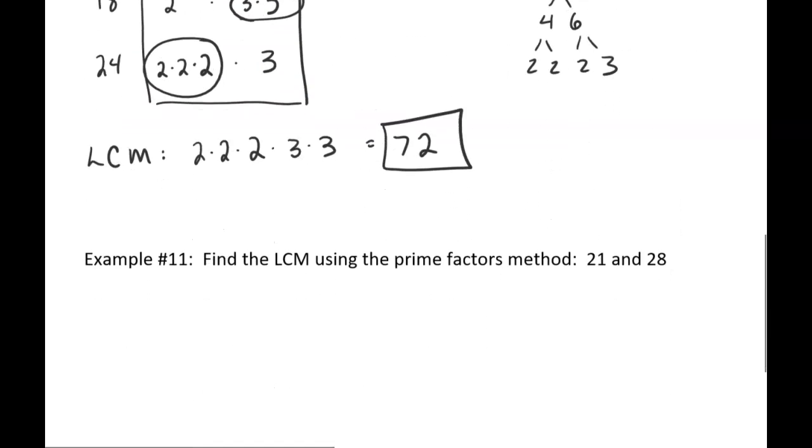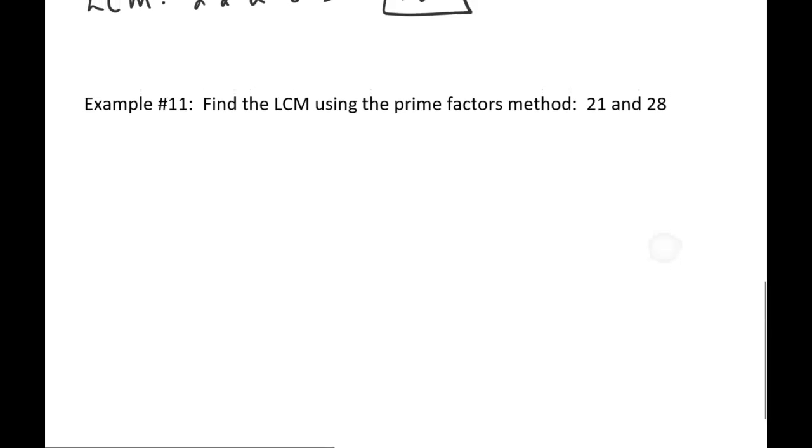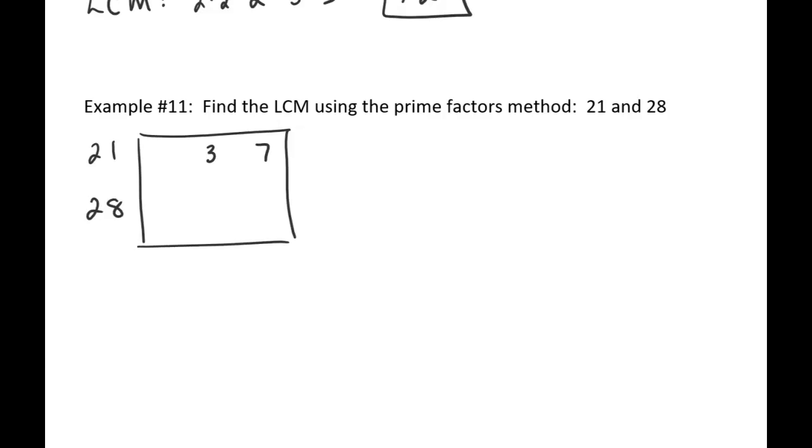Okay, let's go to another example. Yeah, so we've got 21 and 28. 21 I know is 3 times 7. Now I'm going to put the 3 in the middle because I know I'm going to have a column for 2's. I don't always have a column for 2's, but I know the 28 is going to have a 2. So 21 is 3 times 7, and 3 is prime, 7 is prime. So that's prime factorization. 28, let's see, what's that?